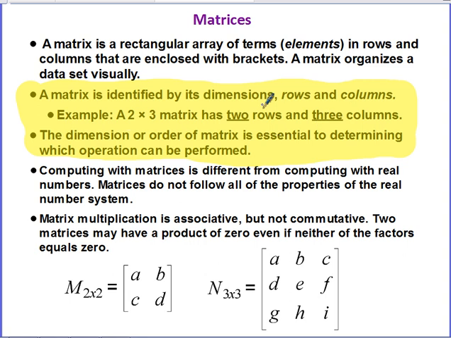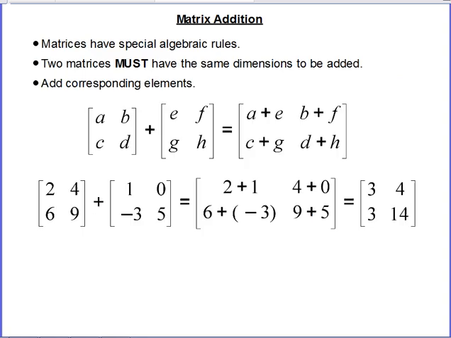Okay, a matrix is identified by its dimensions. So this has 2 rows and 2 columns, so it is a 2 by 2 matrix. And the dimension, or the size of the matrix, determines what operations we can perform. So the first operation we're going to look at is addition.